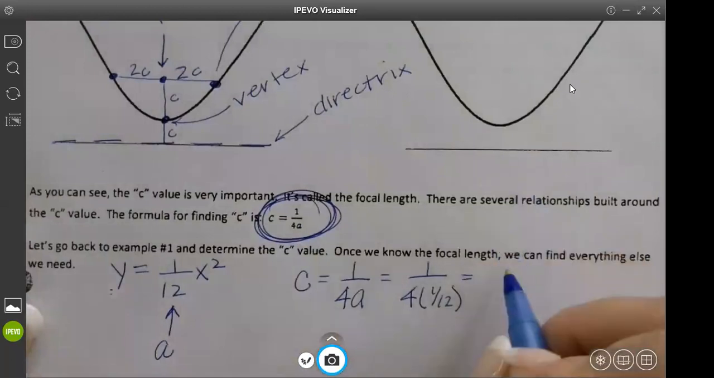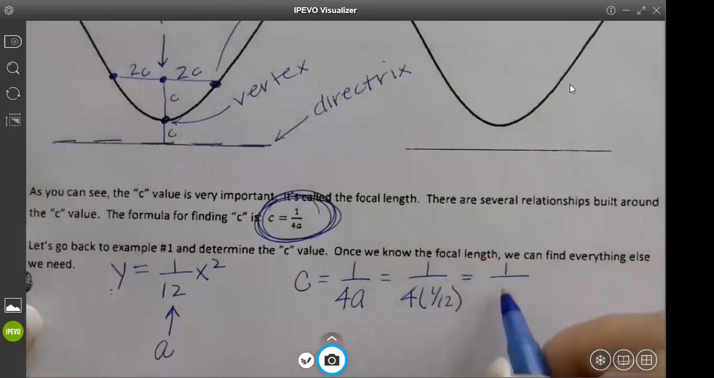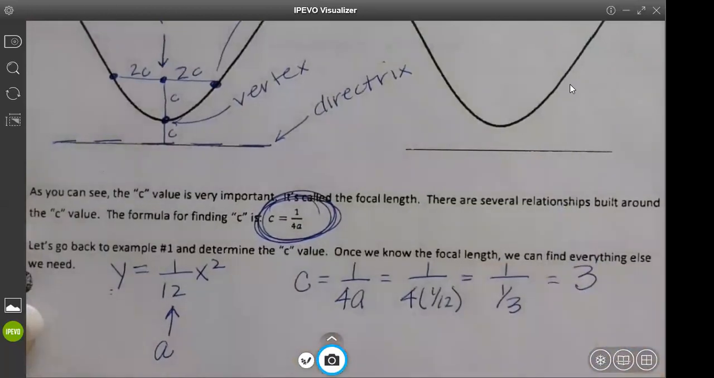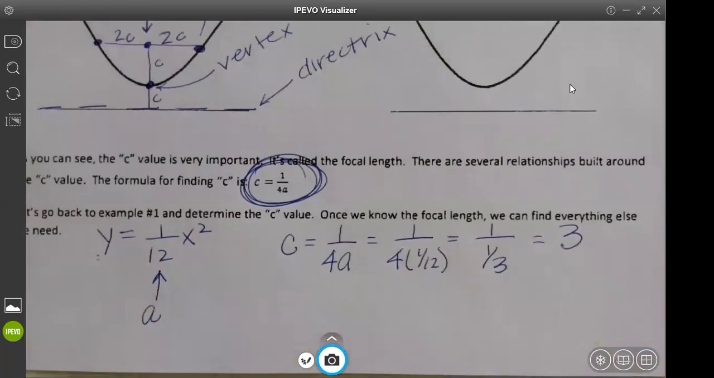4 times 1/12 is 1/3, and then it's flip and multiply, or just 3. But you can do that in your calculator. I don't have my calculator up here, it's up there. But just understand that it's 3. So C is going to be 3.